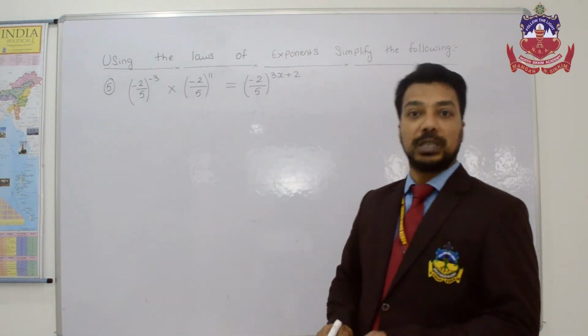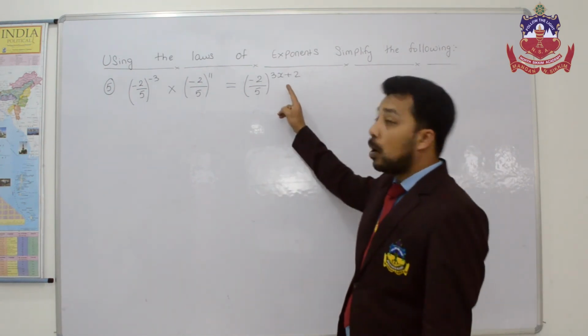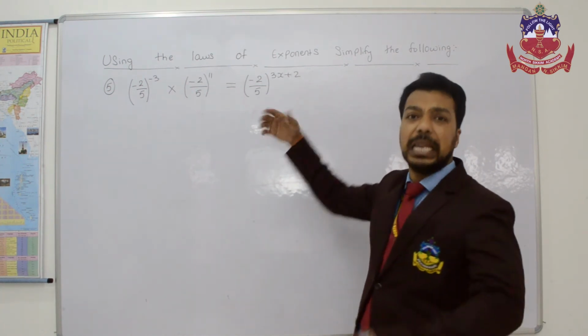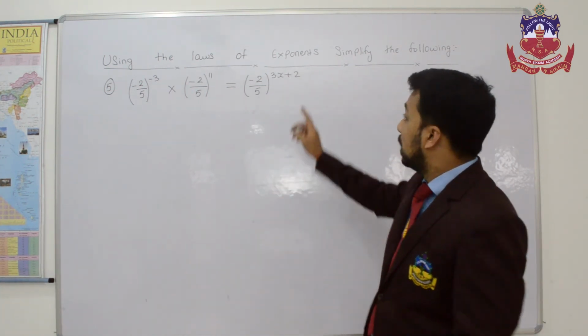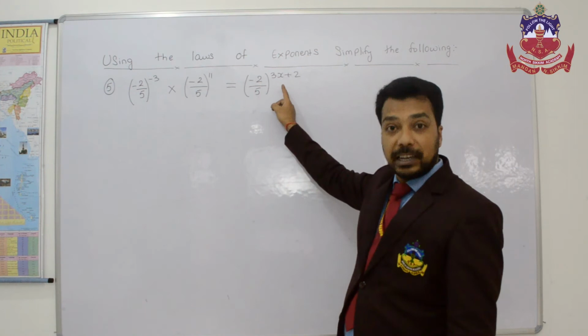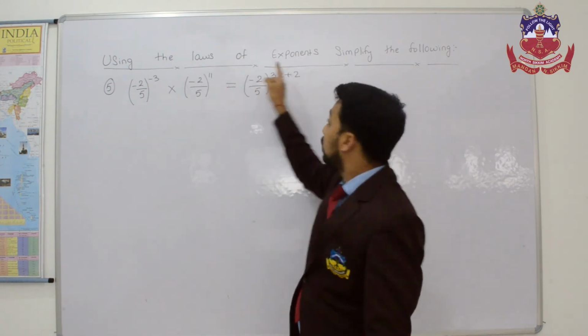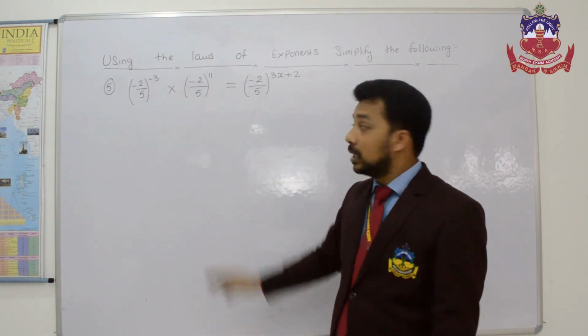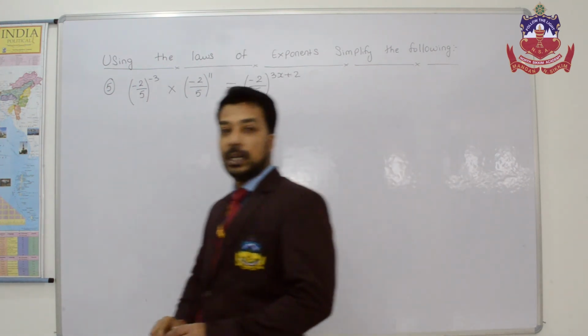The next type of question that we have is where the power will be missing. It will be in the form of a variable, that is x or any other variable. So you have to find the answer of this x by using the laws of exponent. So how can we find the answer of x in this question? Let's try to find the answer.